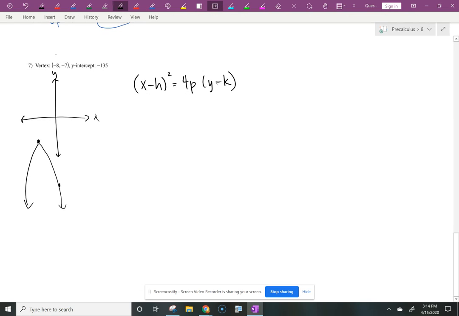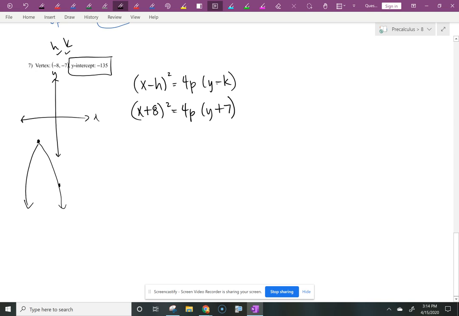Well, great news. They gave me the vertex, which is h and k, right? This is h and this is k. So that's (x plus 8) squared equals 4p times (y plus 7). Dang it, all I need is p, and I wish I had some way to find it, so I'm stuck and I quit. Just kidding. We never do. There's always one more piece of information.